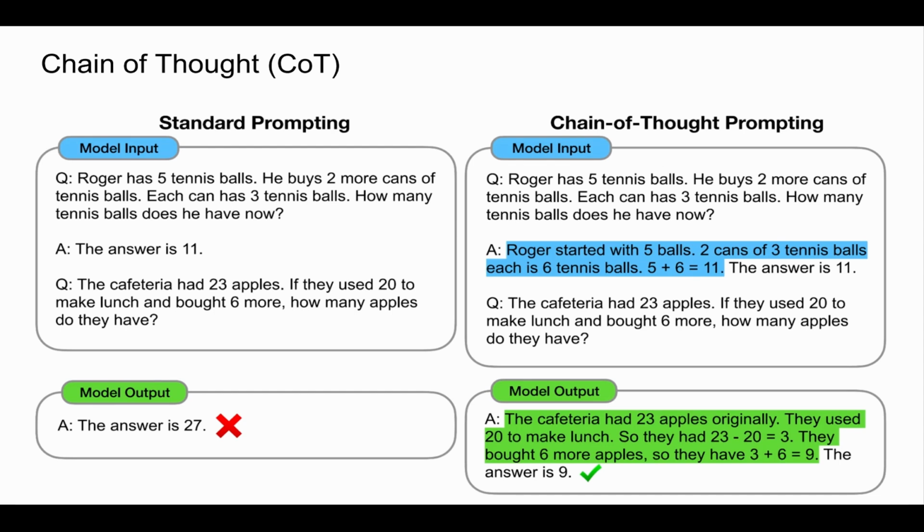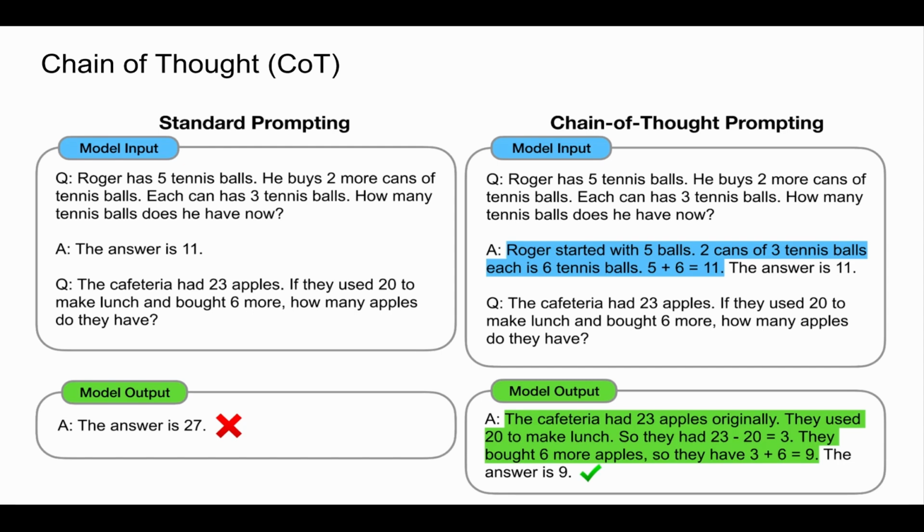On the left, with standard prompting, you can see an example of the LLM getting the answer to a mathematical question wrong. We ask a simple mathematical question and provide a certain format, say the answer is 11, to the LLM. Then we ask another mathematical question, but the LLM gets the answer wrong.